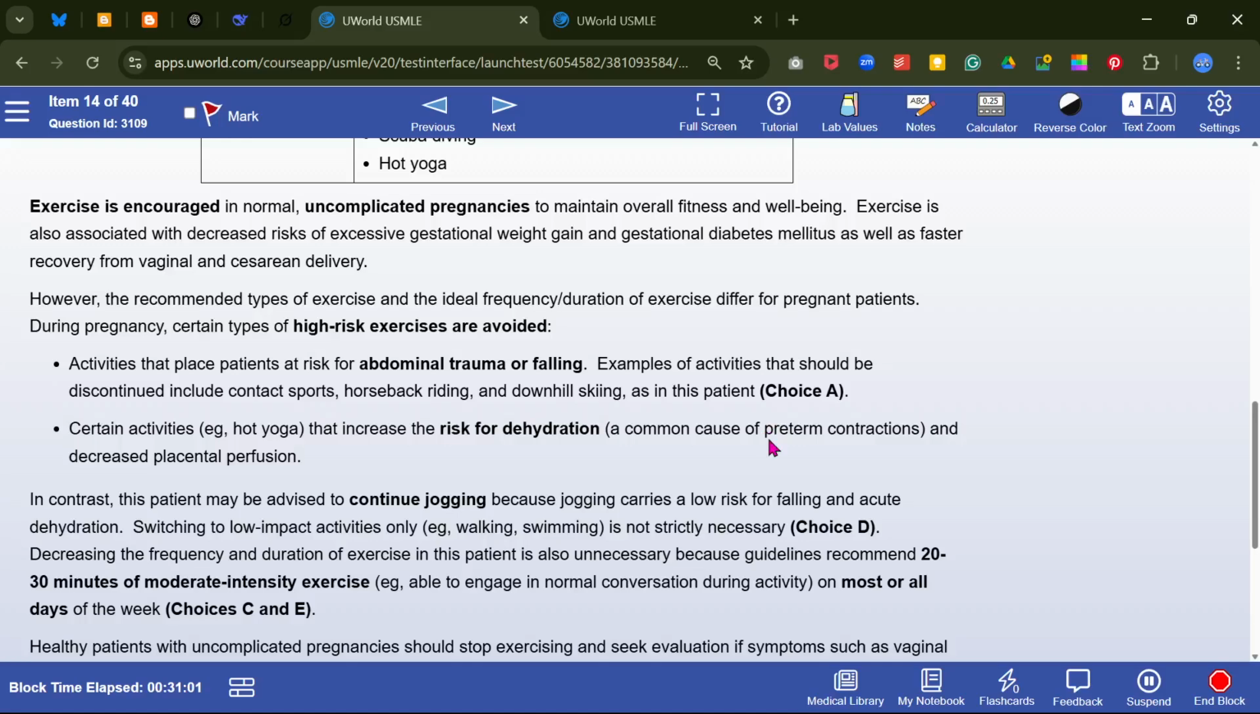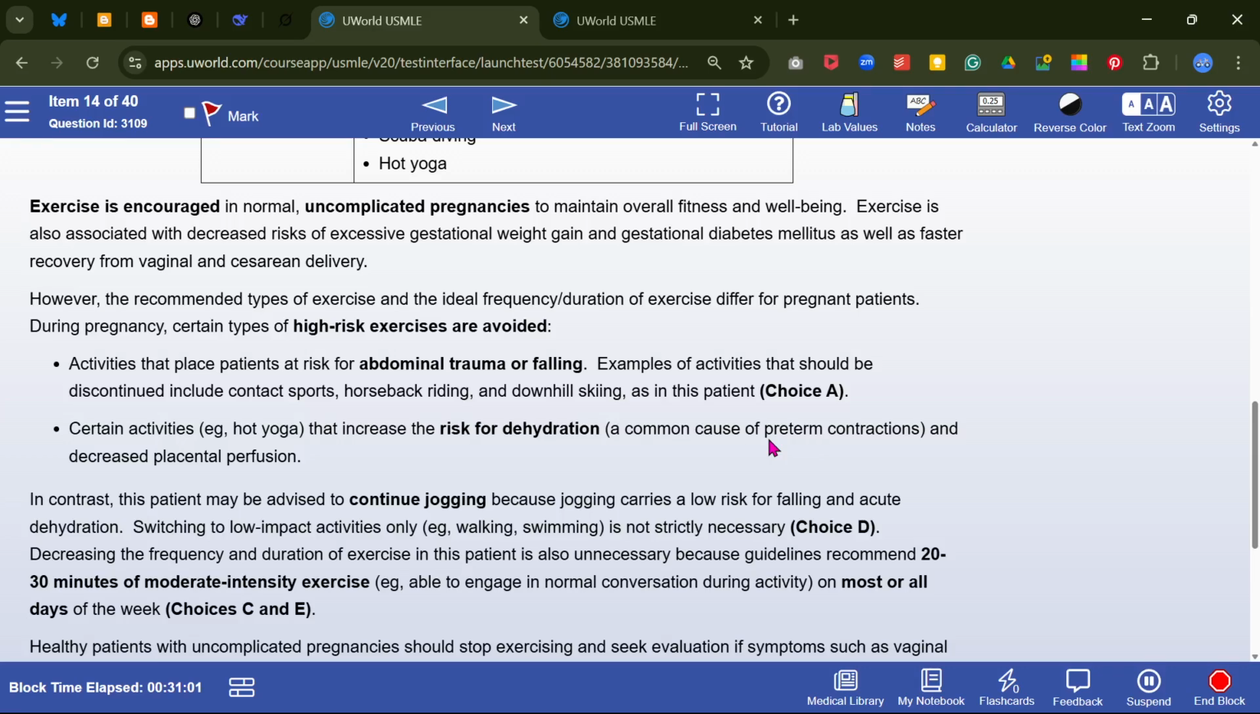During pregnancy, certain types of high-risk exercise are avoided. Activities that place the patient at risk for abdominal trauma or falling. Examples of activities that should be discontinued include contact sports, horseback riding, and downhill skiing, as in this patient, and certain activities, like hot yoga, that increase the risk of dehydration, a common cause of preterm contractions, and decrease placental perfusion.